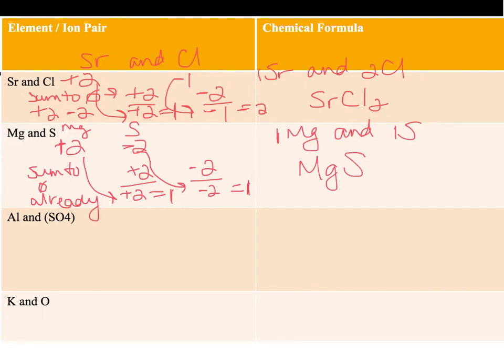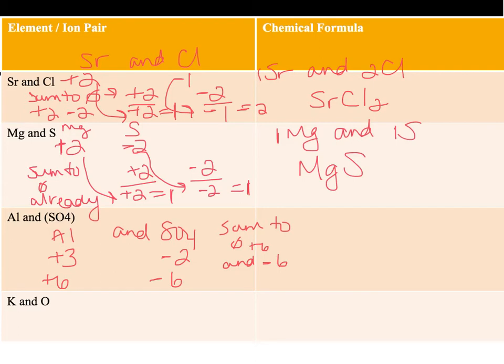Okay, now, this next one's got one of those polyatomics in it. So we have Al and SO4. Well, Al, go to my periodic table, it makes a +3. SO4 was one you were supposed to remember, it's -2. And to get those to sum to 0, you need a +6 and a -6. Okay, so I'm going to take +6 divided by +3 and get a 2, because that comes down there. -6 divided by -2, and I get a 3.